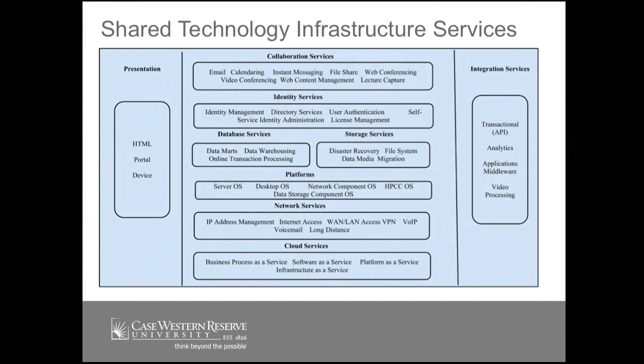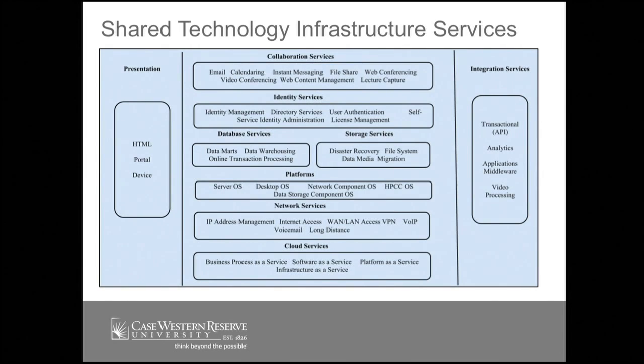So there's the presentation layer, and then in the middle is your infrastructure, and then on the side is your integration services. So the presentation could be a portal, it could be a mobile device, it could be the web. And then on the integration side, it's pulling in the analytics and the transactions from those applications in that middleware. And then the databases that are on there.